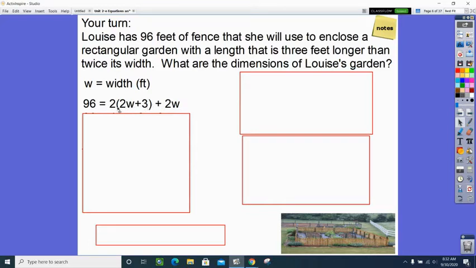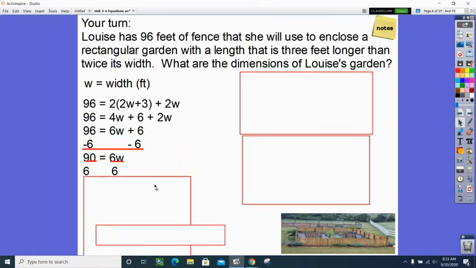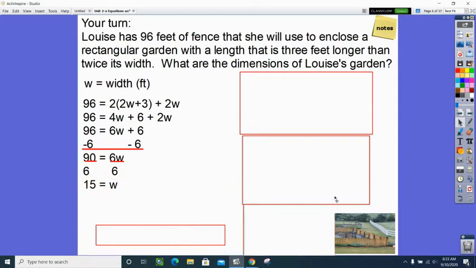So that is a length, 2 of them. So make sure you have this length written correctly in terms of the width, and make sure you got the 2's in there. Now it is distributive property, combine like terms, subtract the 6, divide by the 6, and you get W equals 15.